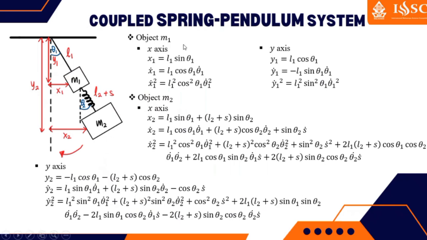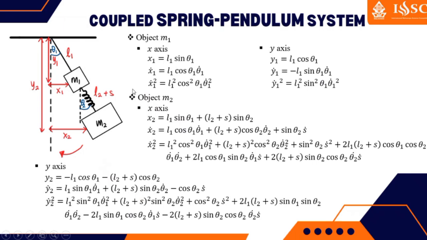The first step in the analysis is to break down the position of the two masses, object M1 and object M2. The position of mass 1 is affected by angle theta 1 with a string length of L1. The x-axis position is given by L sin theta and the y-axis position by L cos theta, from the trigonometry relation. For the x-axis, x1 equals L1 sin theta 1.